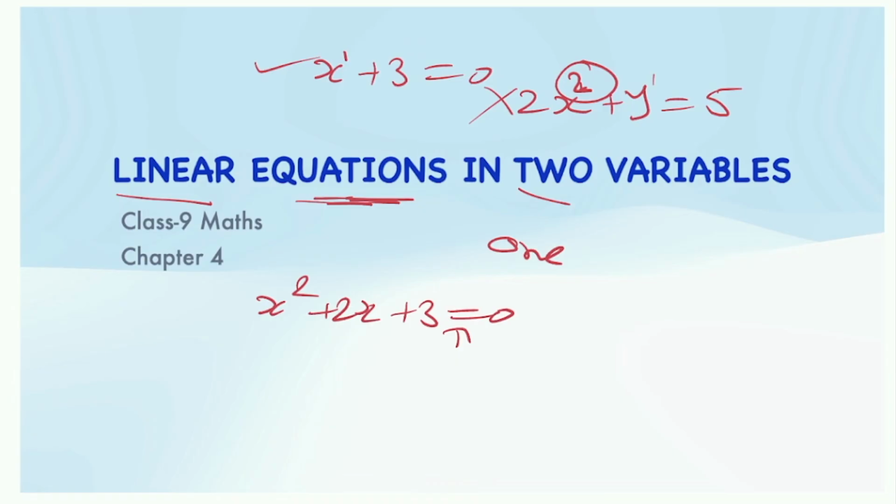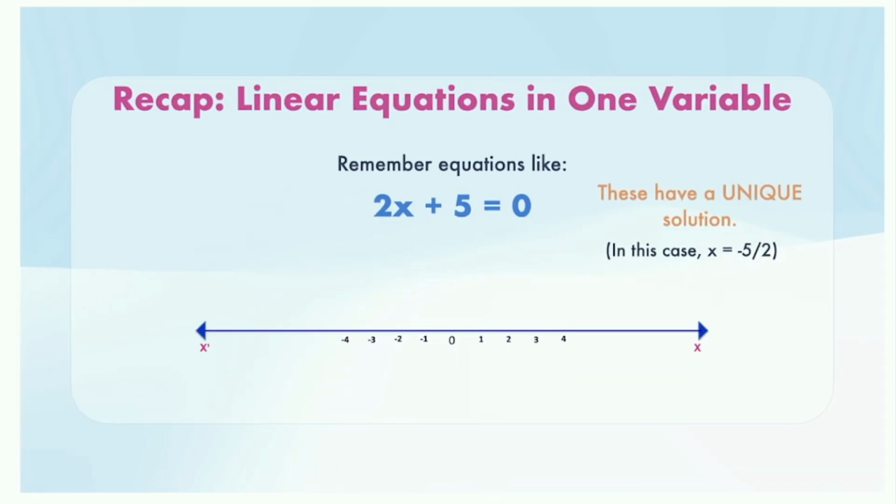Now, linear equation in two variables. Before going to learn the concept, let us recap what we have learned in standard 8. So in standard 8, you solved this type of equation. I have given the example 2x plus 5 equal to 0. Now, if I want to find the solution, I have to find the value of x, that is the solution of this equation.